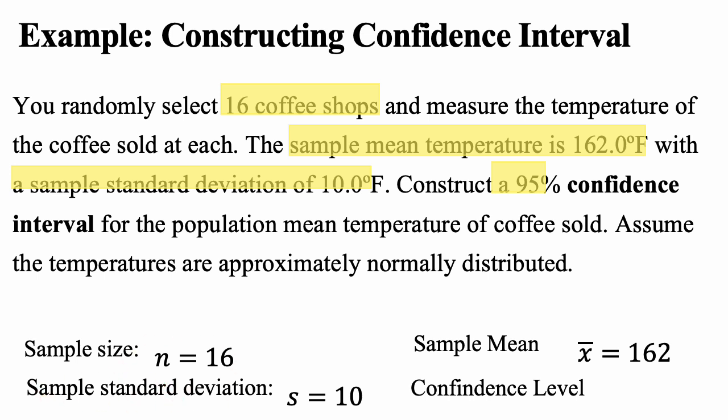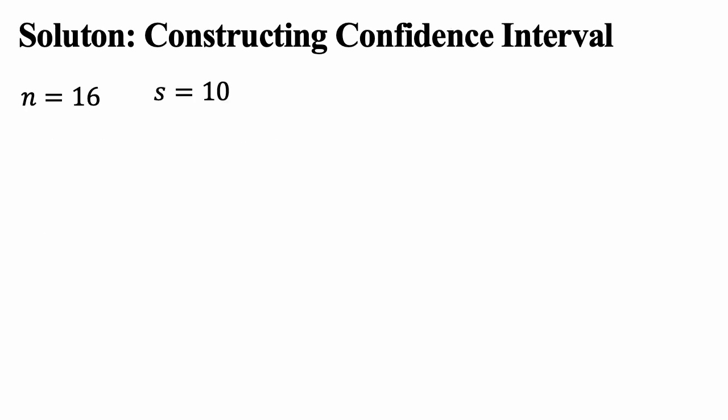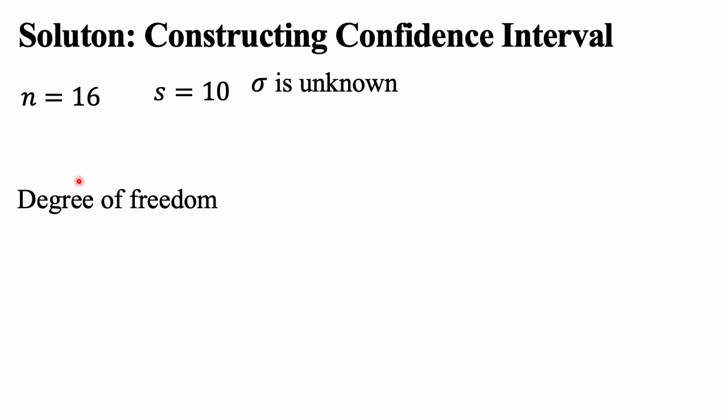Here is a sample mean. We should use the t distribution. Okay? So we have sample size 16, sample standard deviation is 10, and population standard deviation is unknown. We have to find the degree of freedom, right? Degree of freedom is 16 minus 1. That's going to be 15.